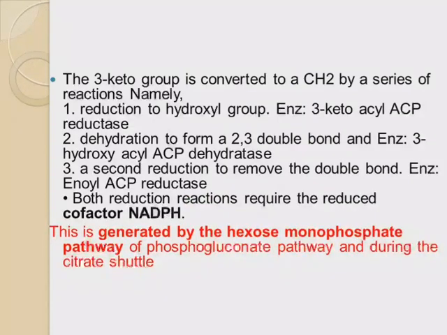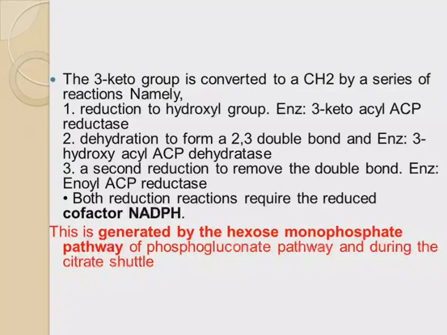Now the 3-keto group is converted to CH2 by a series of reactions. إذا الكيتو جروب اللي تكون عندنا يتحول إلى CH2 group by a series of reactions. The first reaction is reduction to a hydroxyl group in the presence of 3-keto acyl carrier protein reductase enzyme. The second is dehydration to form a 2,3 double bond, and the enzyme needed is 3-hydroxyacyl carrier protein dehydratase enzyme. And third, a second reduction to remove the double bond, and the enzyme needed is enoyl acyl carrier protein reductase enzyme. So 2 reductase enzymes and 1 dehydratase enzyme are needed in these reactions.